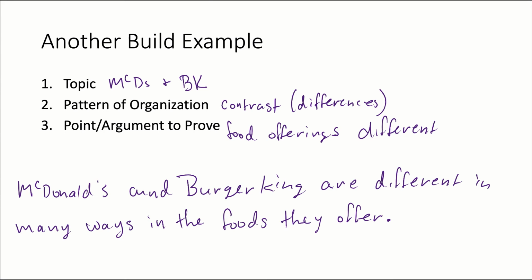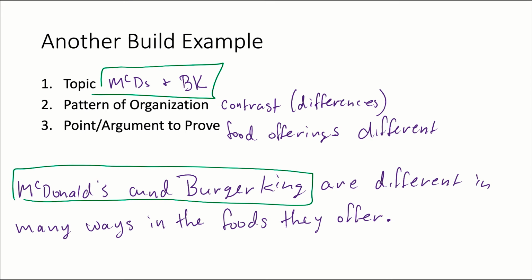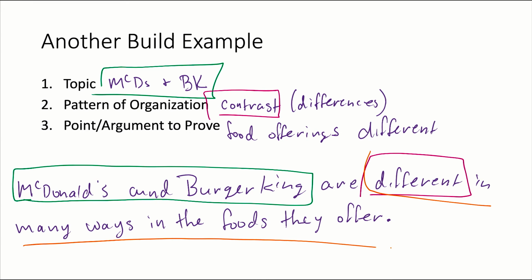So now I'm going to go back, and again, I'm going to check it. So do I have my topic? I do. Do I have my pattern of organization? I do. And then do I have my argument to prove, different in many ways in the foods they offer? I do. So my reader knows that I'm going to do contrast.